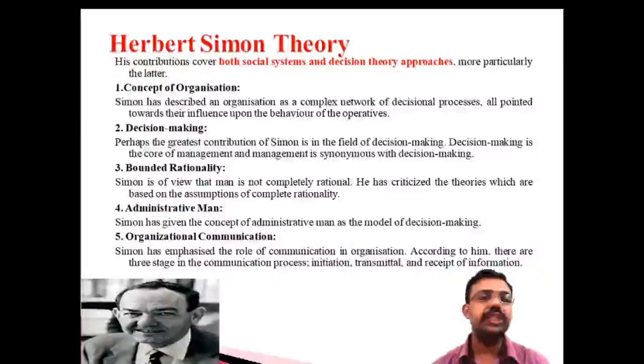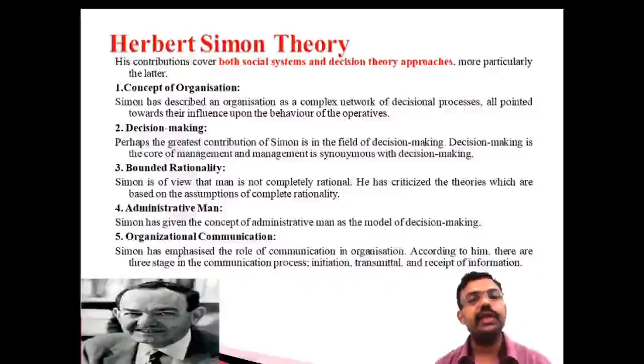It's a contribution regarding the social system and the decision theory. And he framed the five important elements. The first one is the concept of organization. Herbert Simon says that the organization is one of the important elements, and Simon described an organization as a complex network of the decision process. All point out towards the influence upon the behavior of the operations.